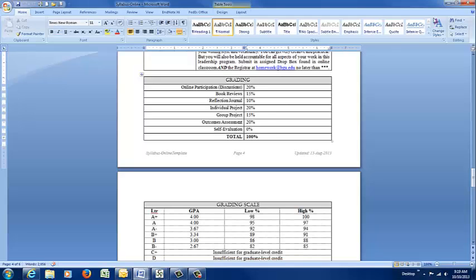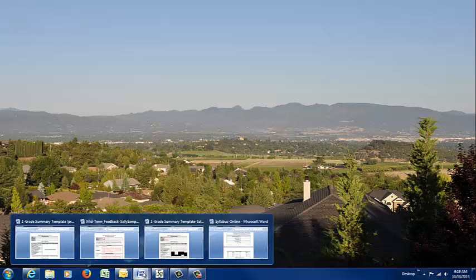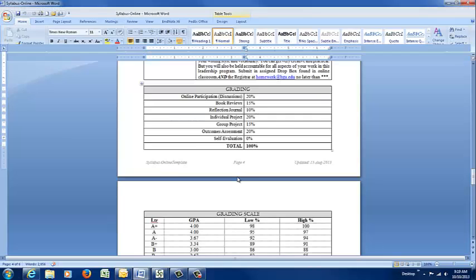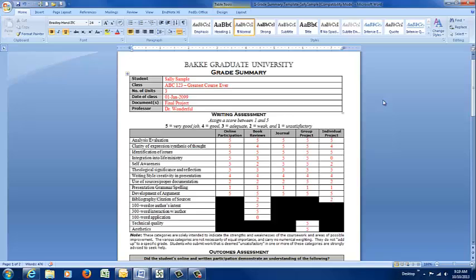So let's look next at the grade summary. A lot of you have received grade summaries in the past, some of you have not. To look at the grade summary, you'll notice this is a sample using Sally Sample as a student. And in red I've put what the professor would need to write in on the grade summary. This grade summary would be used by the professor if the professor did not make comments within the document itself.